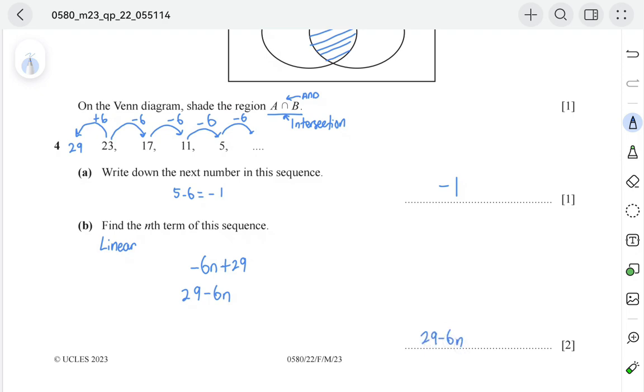And checking our answers, let's try the third term. 29 minus 6 times 3 equals 29 minus 18, which equals 11, the third term in our sequence. That way we know we're correct.